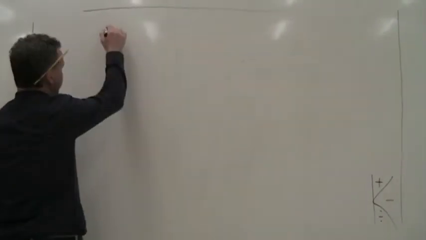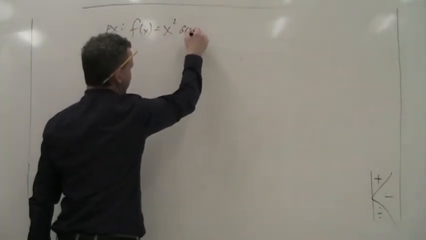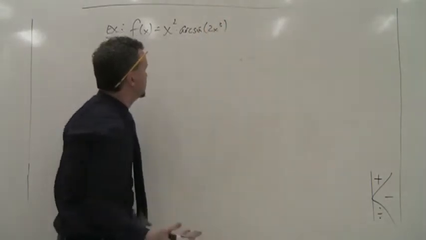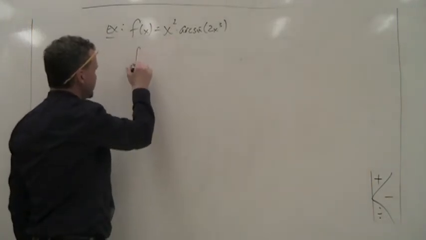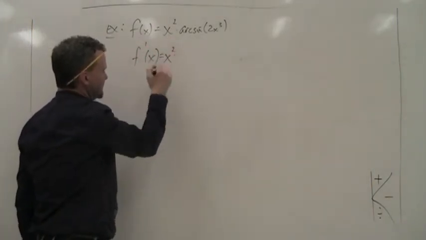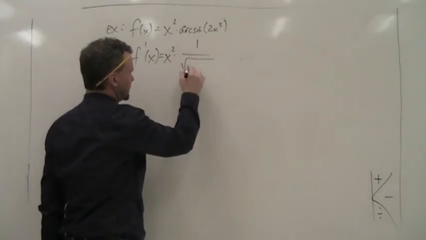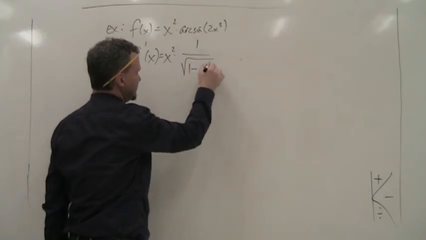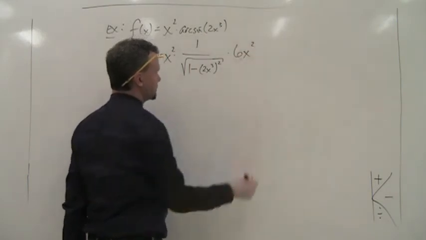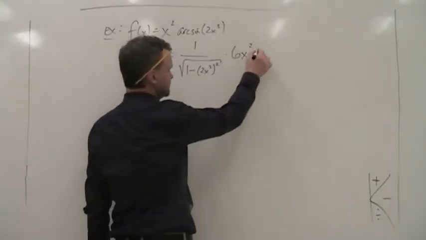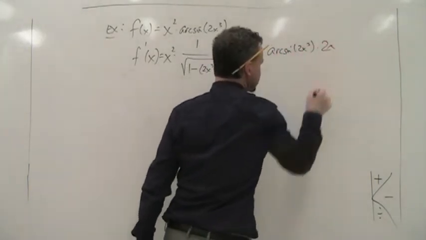Let's start with f of x equals x squared arc sine of 2x cubed. All right, that doesn't matter. Once you get the hang of it, once you know the rule, you can do it. So this is a product rule problem. So we're going to leave the x squared. The derivative of arc sine of 2x cubed is going to be 1 over the square root of 1 minus the argument squared times derive the argument with the chain rule, 6x squared. Plus, leave the arc sine of 2x cubed, and the derivative of x squared is a 2x.